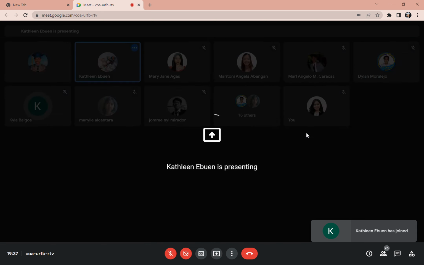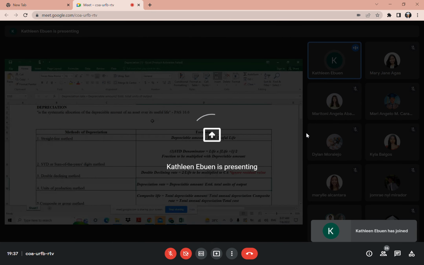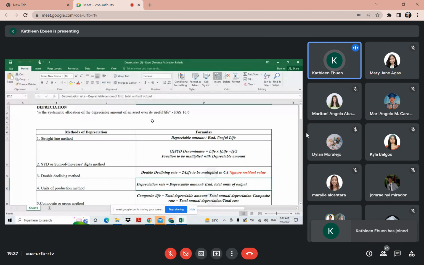So, last topic natin dito sa Intermediate Accounting 1, which is the depreciation. Nakikita na Excel file? Okay, so depreciation is the systematic allocation of the depreciable amount of an asset over its useful life. Okay. So pag sinabi nating depreciable amount, that is cost less the residual value or the estimated salvage value.